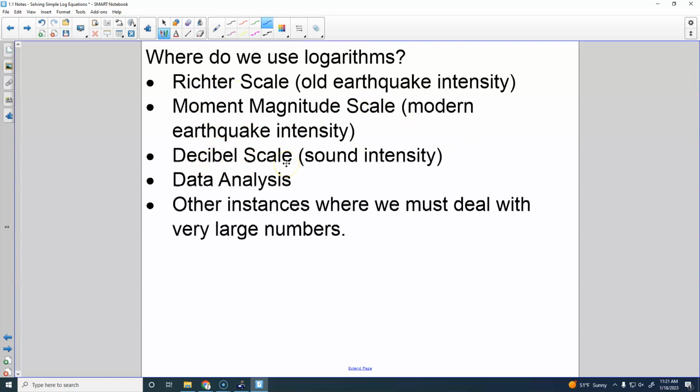Your decibel scale, which measures sound intensity, is going to be on a logarithmic scale. So we'll look at a chart for that in a second. It's used a lot in data analysis when you have really large numbers that you have to deal with. For example, with COVID numbers, a lot of times they would look at a logarithmic scale graph for that, because we started tracking COVID numbers when we had like 5 cases, but of course that skyrocketed. So a lot of times you look at a logarithmic scale for that. And basically any other time that you're dealing with very large numbers, sometimes those logarithms can be helpful.